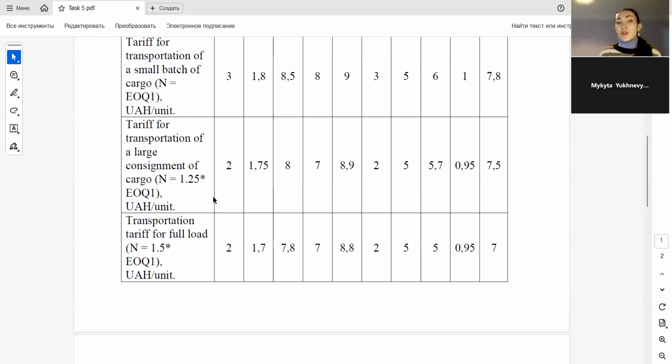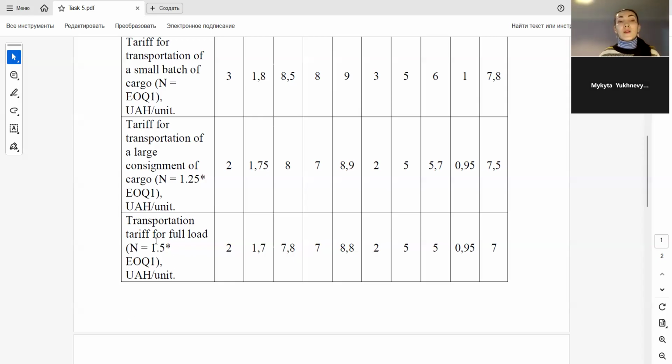So what we did now, we made our order bigger by 25%. When we multiply it by 1.25, we make this EOQ bigger by 25%. And later we could see which is better: to use EOQ1, part of cargo, EOQ2, or EOQ3.